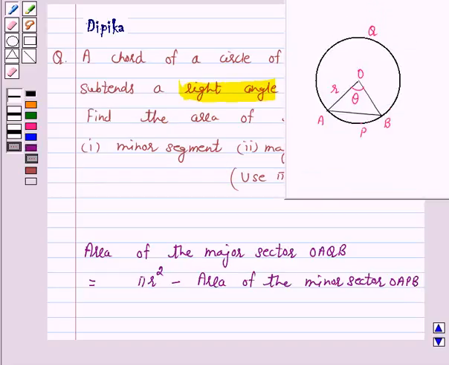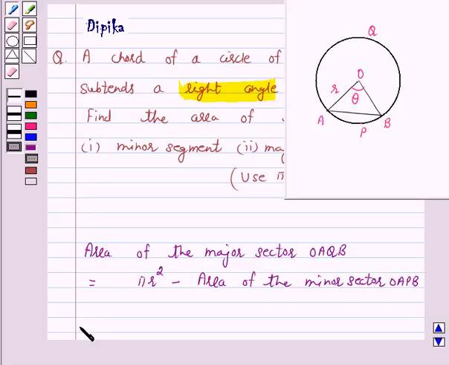Now, the circular region between a chord and the corresponding arc is called a segment of the circle. In this figure, AB is a chord of the circle with center O. So, the region APB is a segment of the circle. For obvious reason, APB is called the minor segment and AQB is called the major segment.